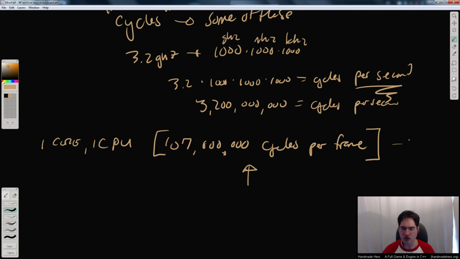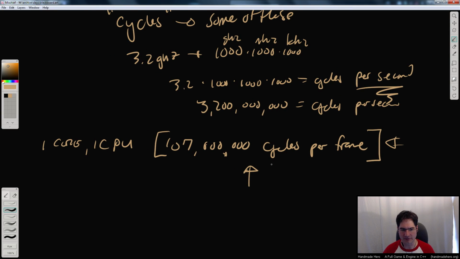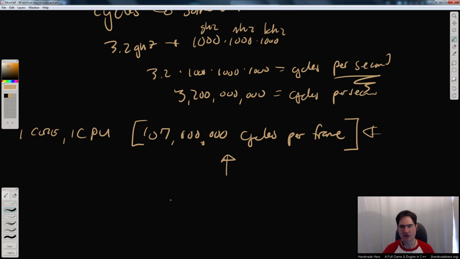And technically, each core actually gets this many, right? So really, depending on the machine we're targeting, let's say we have a 4-core machine, then we know we actually have more than this if we can divide up the work among multiple processors. But we're going to get to that in a second. For now, I just want you to focus on one core, one CPU. We have this many cycles per frame. All of our work that has to be done on the CPU must fit into that number.